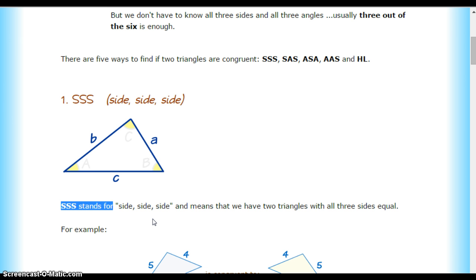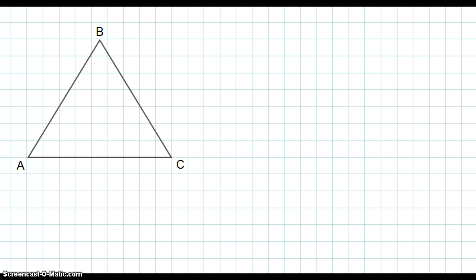Okay, so I'm just going to pause right now because I want to change the screen. So just hang in there. Alright, so as you can see, the screen has changed and you see triangle ABC. And our goal now is to draw a triangle that is congruent to this triangle ABC.